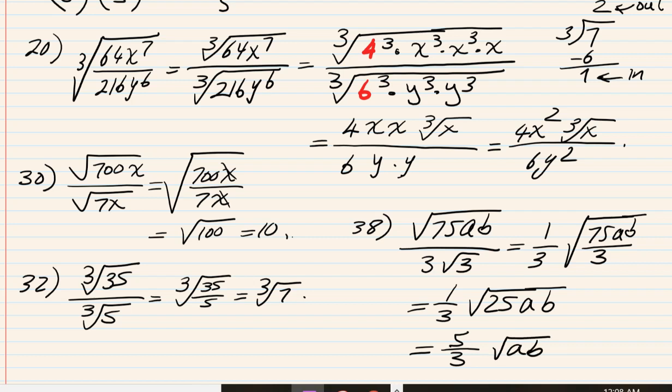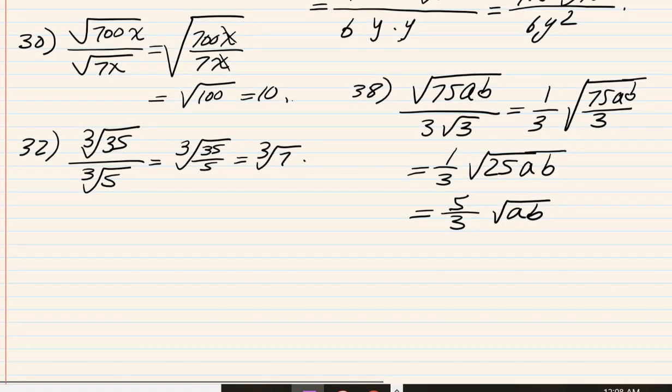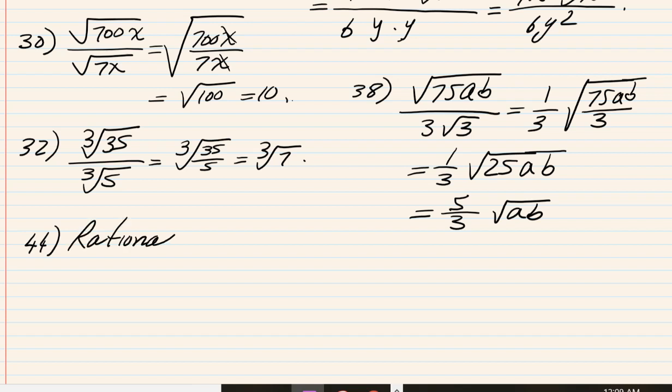Okay, and there we're done with number 38. Let's take a look at number 44. In number 44, now the question here is rationalize the denominator. Okay, now assume all variables are positive. The number is square root of 7/2.